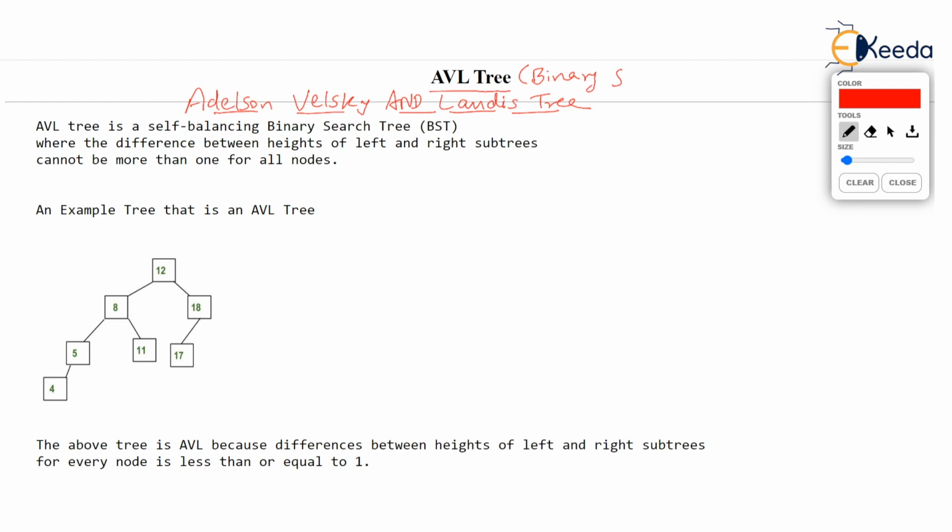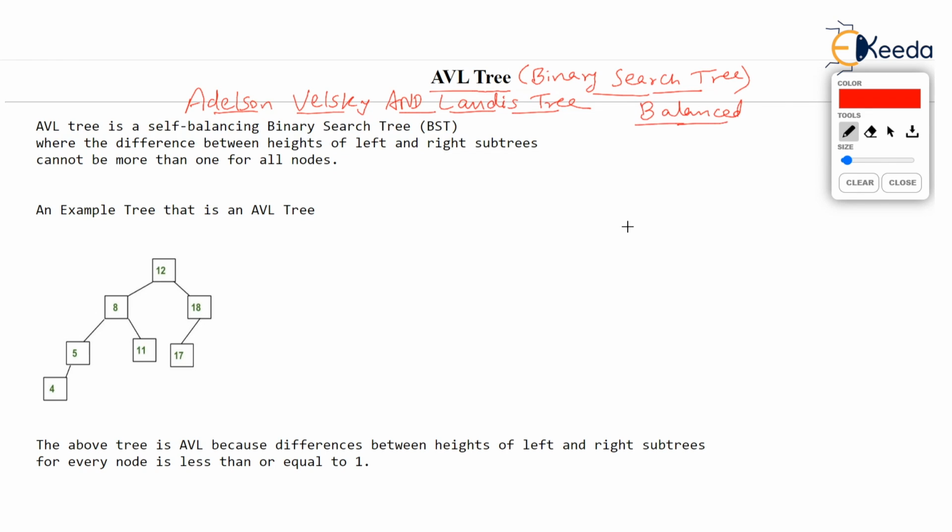And you already know what a binary search tree is. You know the ordering, less than, greater than. You know the node structure. So it is nothing but a binary search tree, but it is balanced.